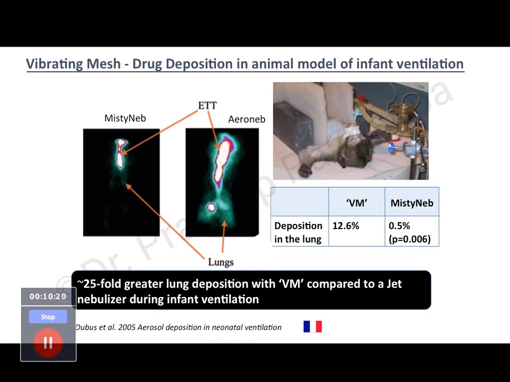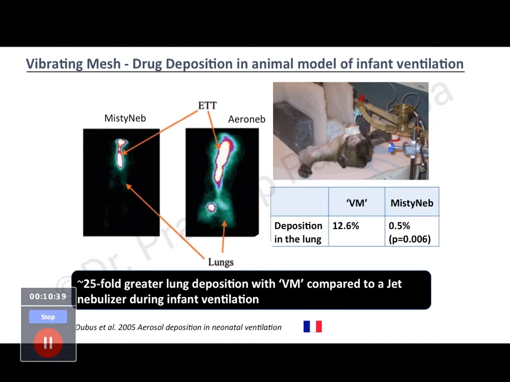And as you see with vibrating mesh, there was deposition. This is again radionuclide imaging of the lungs. There was 12.6% deposit. This is the lung, and this is the trachea. As you see, when you gave the Misty neb, it was sitting only in the trachea. It did not reach the lung. Here there is some element that has reached the lung, and that was 12.6%. With Misty nebs it was 0.5%.